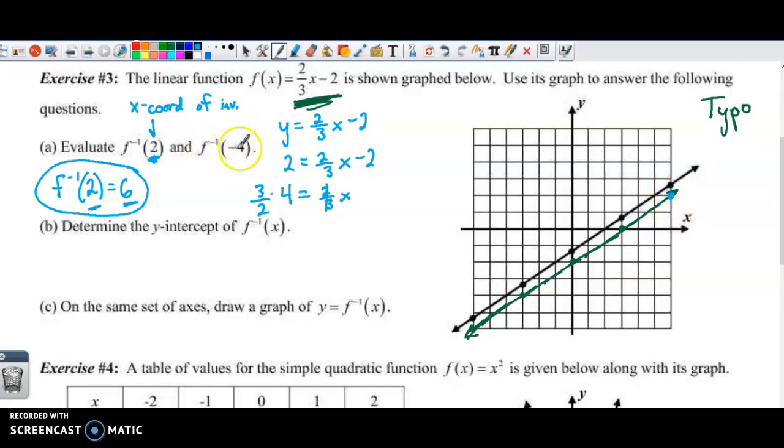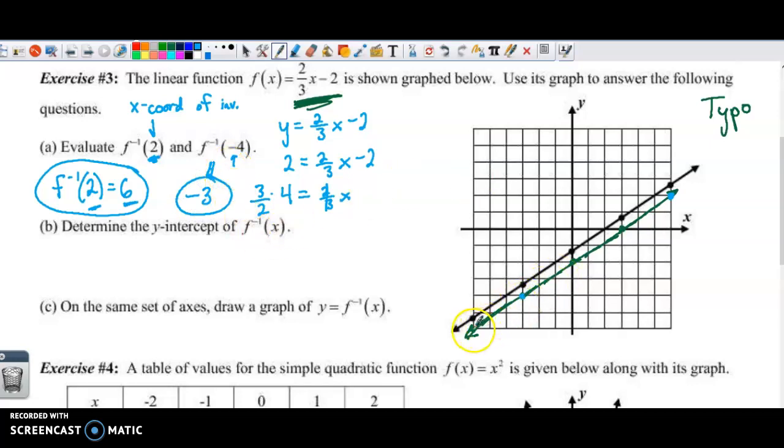So you could do the same work on this other one, but remember, this is the y-coordinate of the graph that was given to you. So if you look at y equals -4, it looks like the x-coordinate is -3. So I'll just squeeze it right there. And hopefully that makes sense.